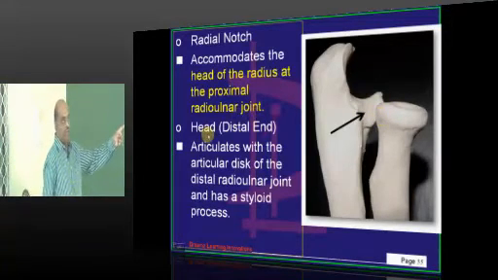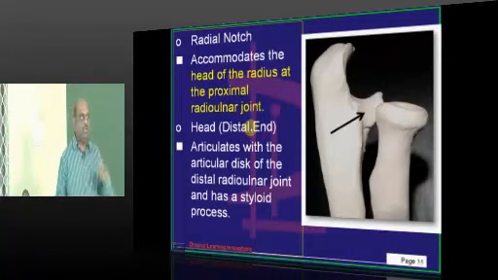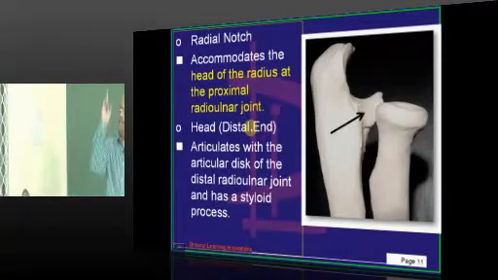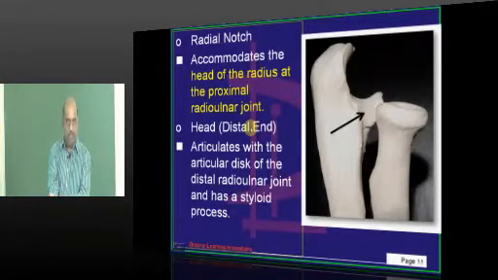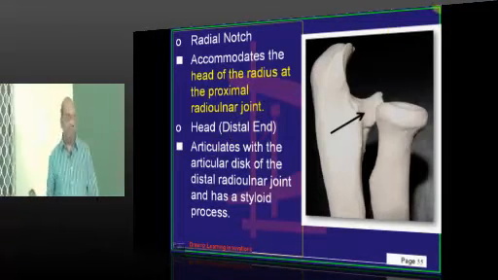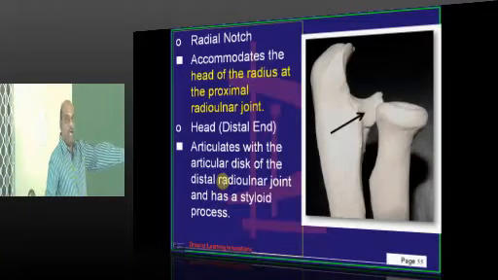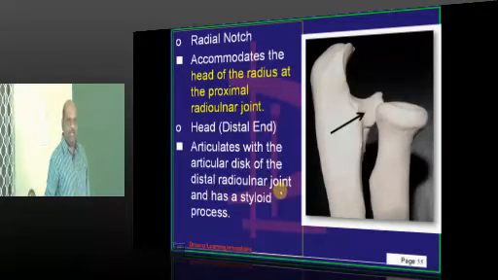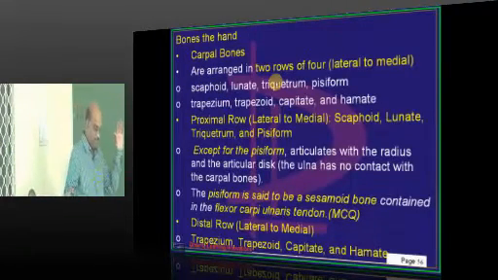Then the ulna, just like the radius, also has a head, but the radial head is above towards the elbow, whereas the ulnar head is typically below. Typically the head is the distal end in the case of the ulna, and it articulates with the articular disc of the distal radioulnar joint, and it also has a styloid process.